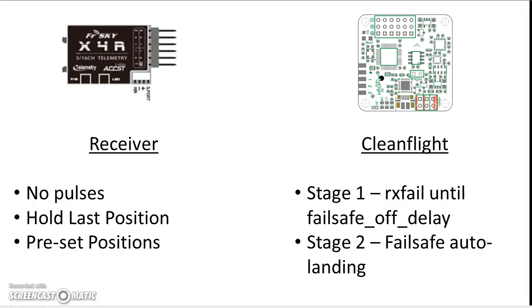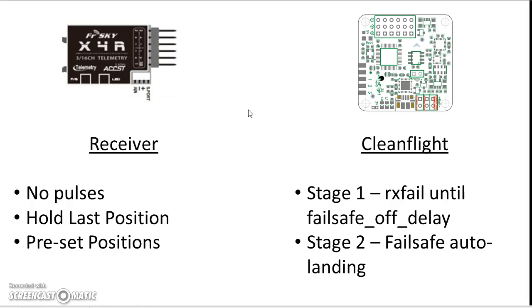Now, there's actually two kinds of failsafe in the Cleanflight model. There's failsafe in the receiver, and there's failsafe in the flight controller. The receiver's failsafe controls what the receiver will do when it loses link to the transmitter. Cleanflight's failsafe controls what Cleanflight will do when it loses signal from the receiver. And it is very important to have both kinds of failsafe.